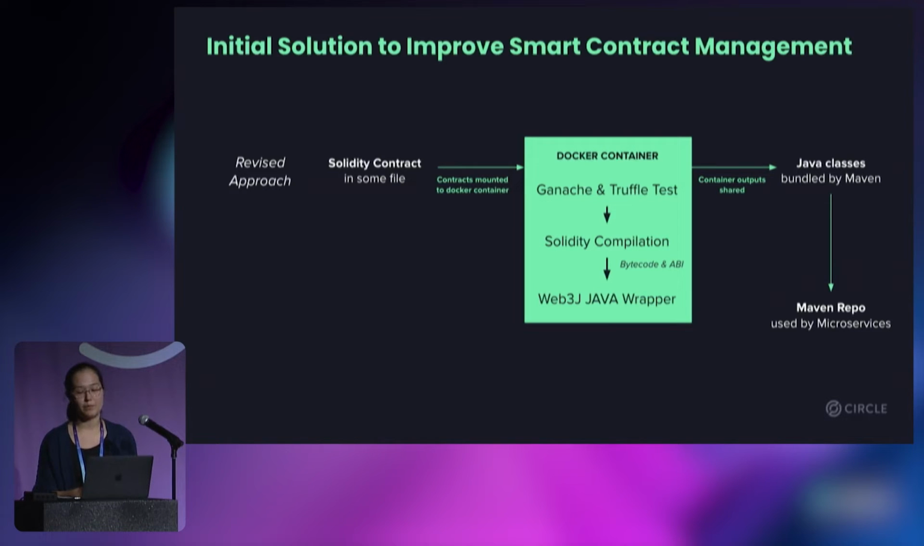The output could be both on the terminal and in files created on the shared file system, including ABI and bin files and Java wrappers. The Java wrappers in particular could then be bundled by Maven and imported into other microservices that needed them.